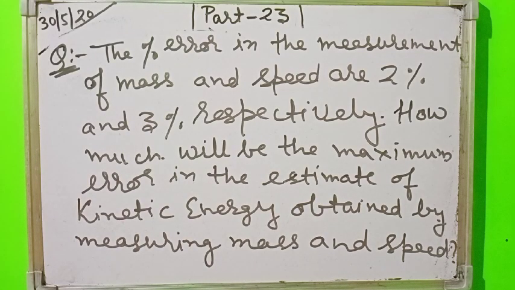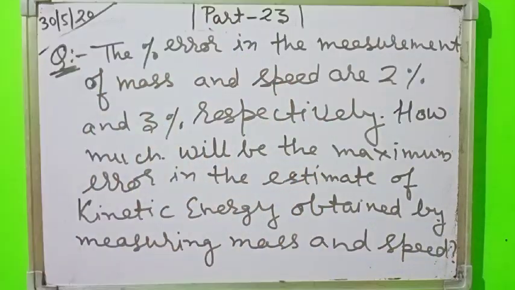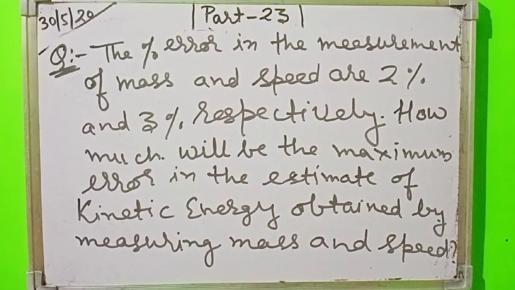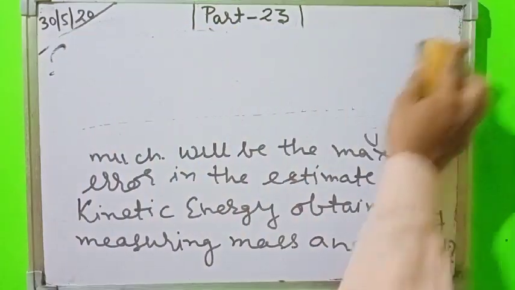So look at the question, read the question. Percentage error in the measurement of mass and speed is given, that is 2% and 3% respectively. Percentage error I had discussed: del m upon m and del v upon v multiplied by 100 is the percentage error. How much will be the maximum error in the estimate of kinetic energy? You know that kinetic energy K is equal to half mv square. So we have to calculate del K upon K, applying the concept of propagation of errors, as well as absolute error and percentage error, which we had studied. On the basis of that, we are going to solve this question. Look at how we are proceeding, and try to solve the rest of the questions on the basis of that.